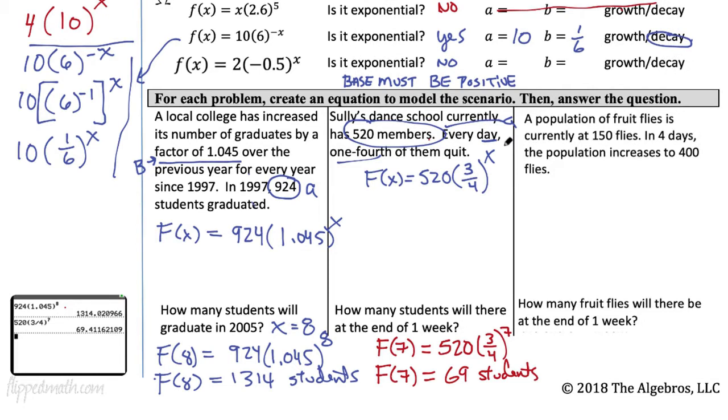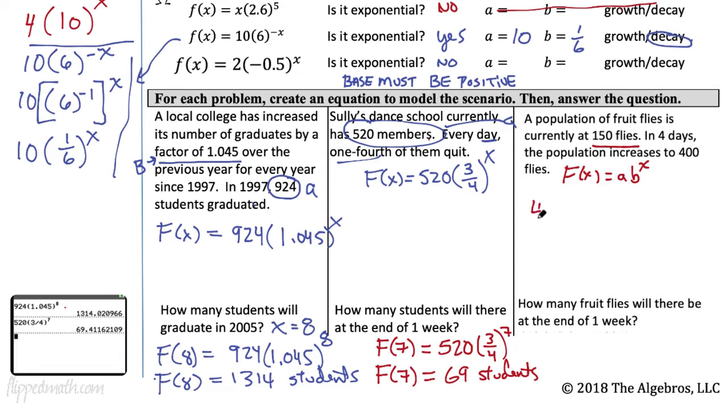Okay, on to the last one on this page. Now this one's a little bit different because they don't really just come out and tell you a and b. What they tell you is that in 4 days, the population of fruit flies, which is currently at 150, increases to 400. So looking at our function, let's write it out: f of x equals a b to the x. What do we know here? We know that in 4 days, if I plug a 4 in, f of 4 will equal 400.